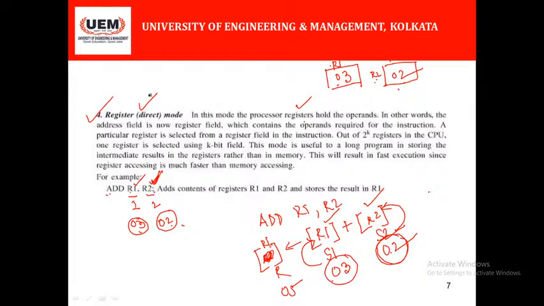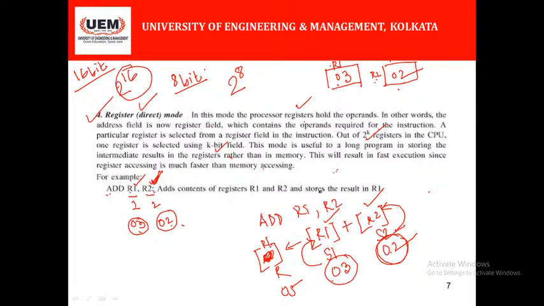Out of 2 to the power k registers in the CPU, one register is selected using k number of bits. Suppose we have 8-bit data, how many data values can we access? 2 to the power 8. Suppose we have a 16-bit address, how many addresses can we access at maximum? 2 to the power 16. As simple as that. Similarly, if one register is accessed by k bits, we can access 2 to the power k registers.